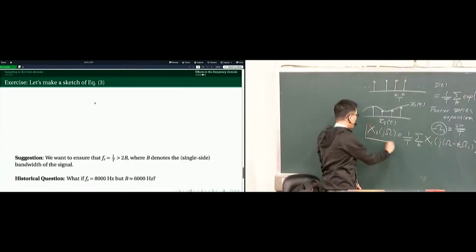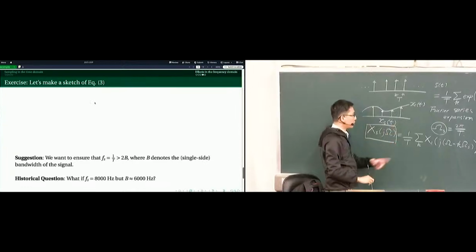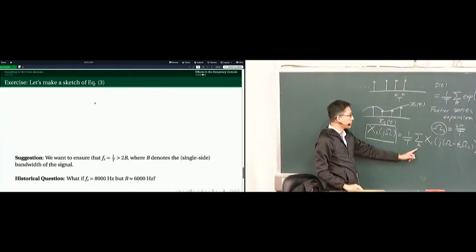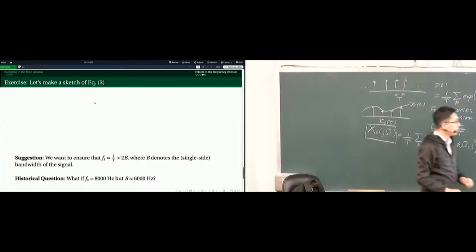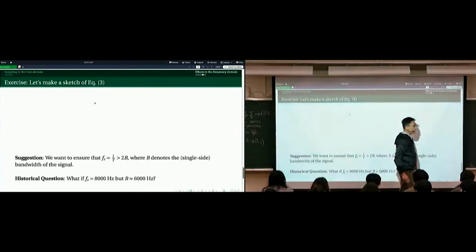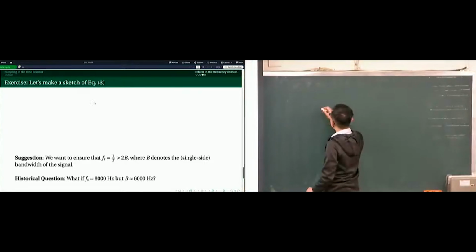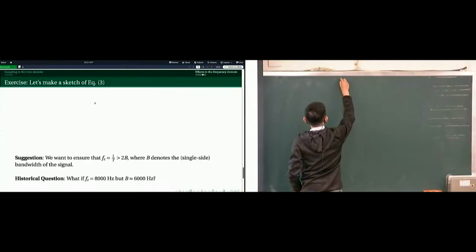Now we know that its spectrum should have this very expression, with a summation. The copies are shifted to the right and to the left, and they will also overlap and add. So let's draw a few sketches.